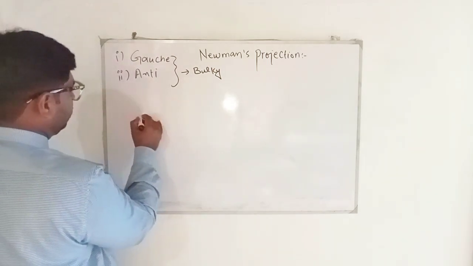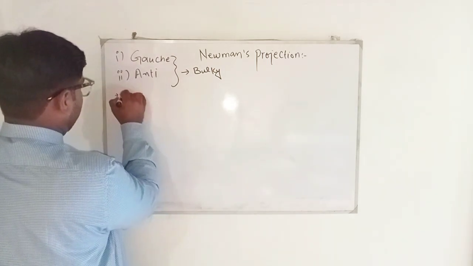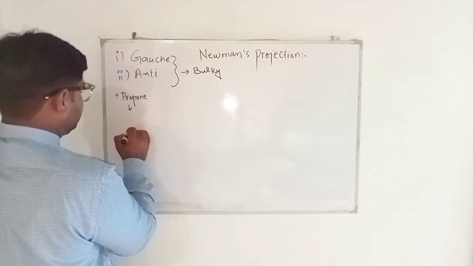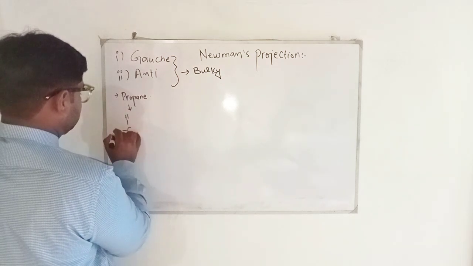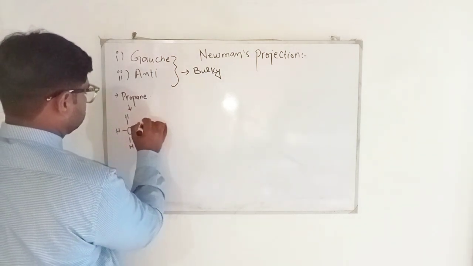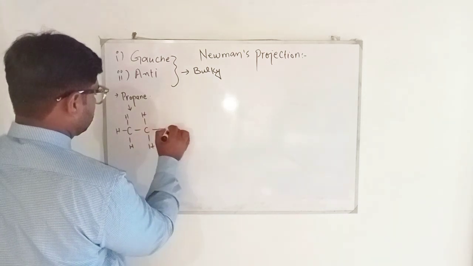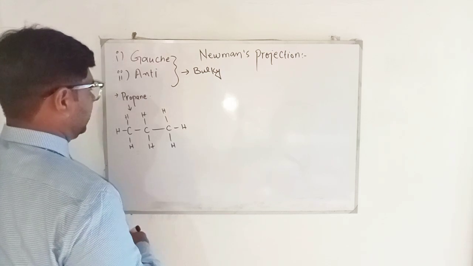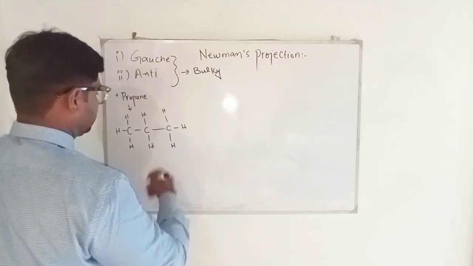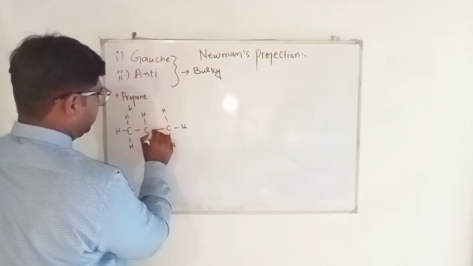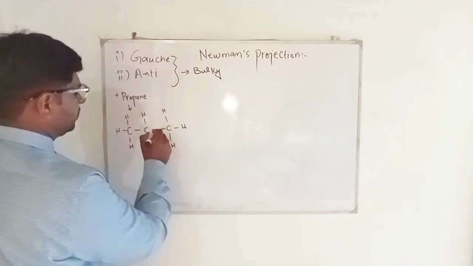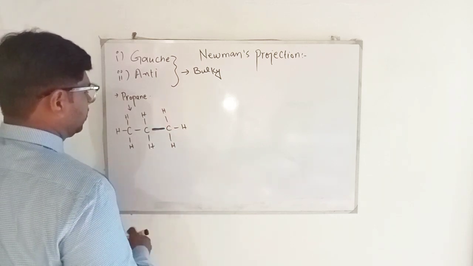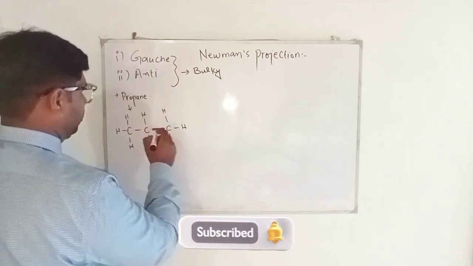For example, if we take the example of propane, we should draw a Levy structure of propane first, then we will select our bond of interest. Let's suppose in this case the bond of interest is here, which is mentioned by this bold line. Now this will be our bond of interest. Now the projection will be drawn around this bond of interest.